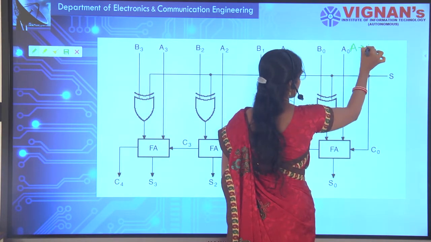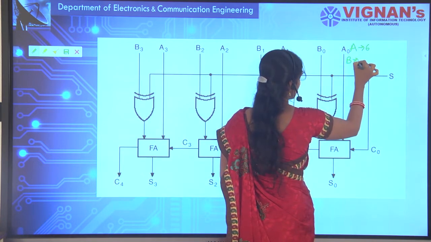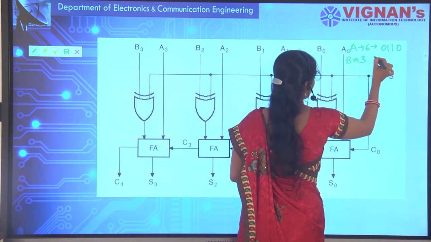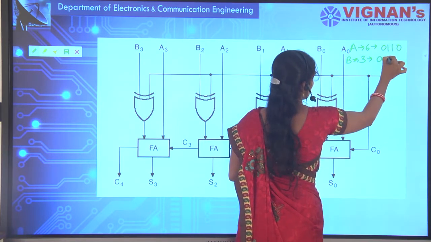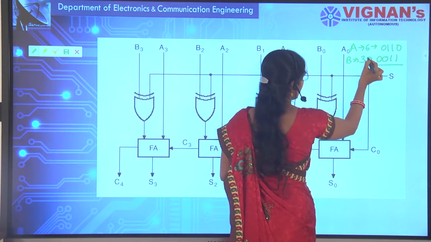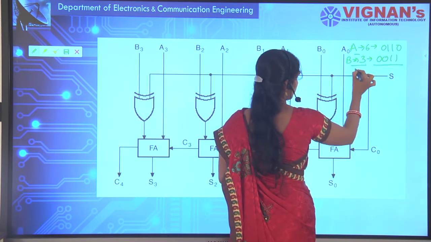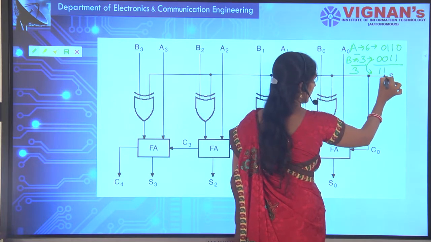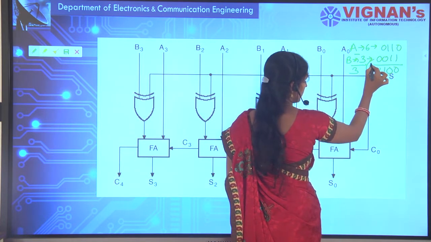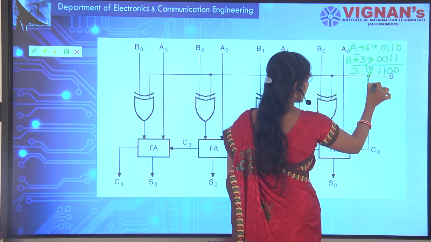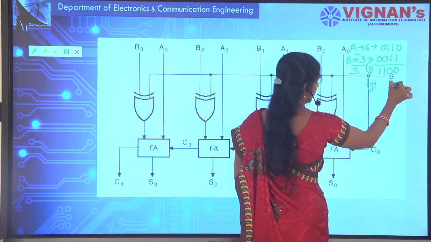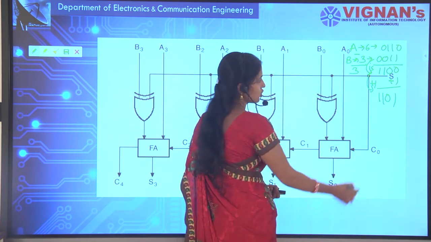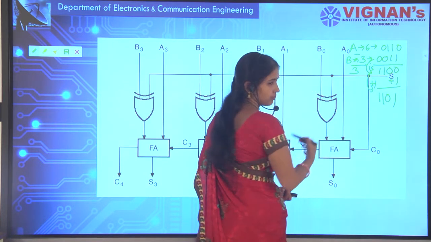A is provided with 6 and B is provided with 3. That means 6 is 0 1 1 0, and 3 is 0 0 1 1. Now A minus B, you have to do A minus 3, right? That is taking the 2's complement of this number: 1 1 0 0 is the 1's complement, and add plus 1 also, right? Plus 1 gives 1 1 0 1. This is your 2's complement of B.